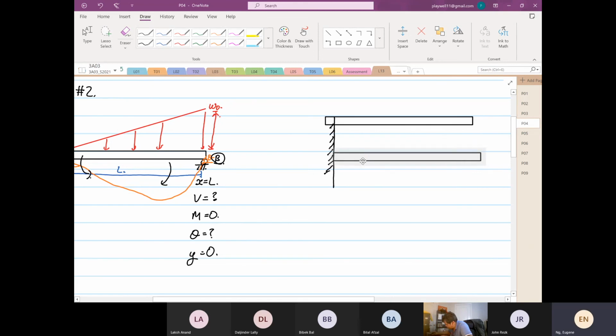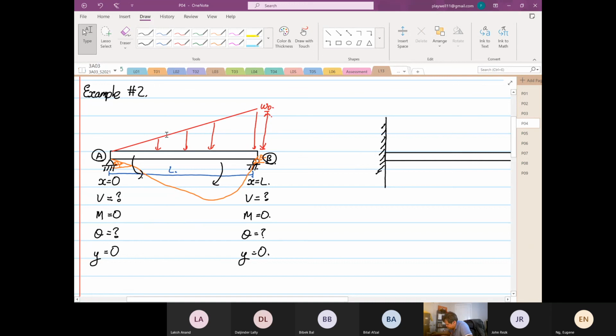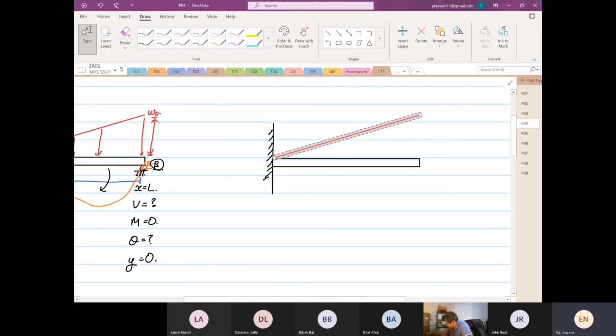We have the same thing. We also have the same gradient. So this is still our omega naught. So now, this is our point A. This is our point B. Now we are going to form the boundary condition.